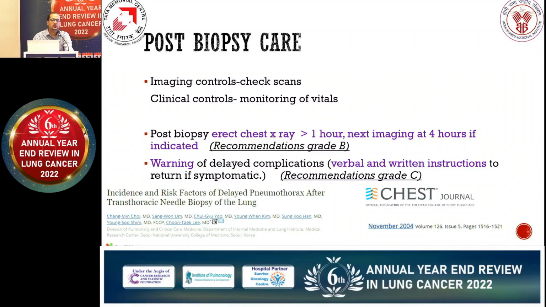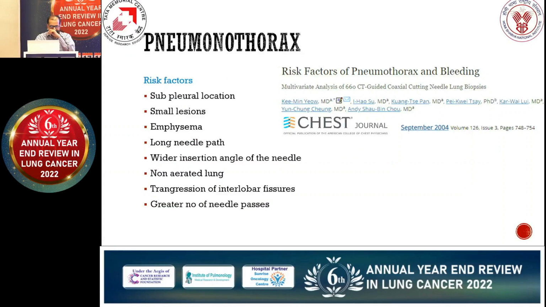So post biopsy care, only the imaging: a check scan needs to be done at least 4 hours after a biopsy, just to check there is no pneumothorax, and if there is, to quantify the pneumothorax. Pneumothorax increases if the lesion is in a subpleural location, small lesions, emphysematous changes, longer path of needle, and wider angle of inclination. So we always need to be as perpendicular as possible and traverse through non-irritated lung.